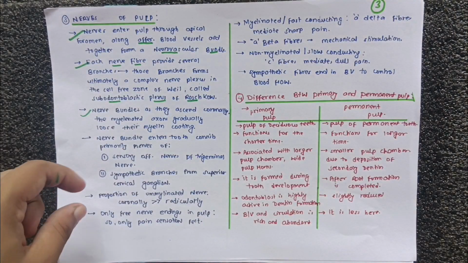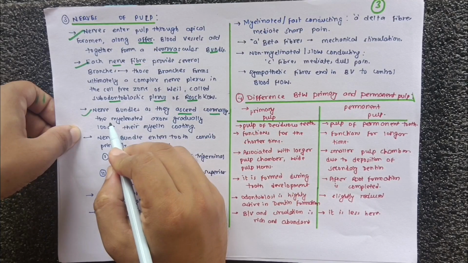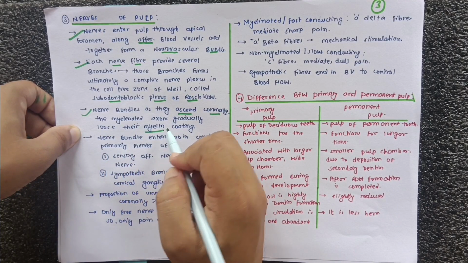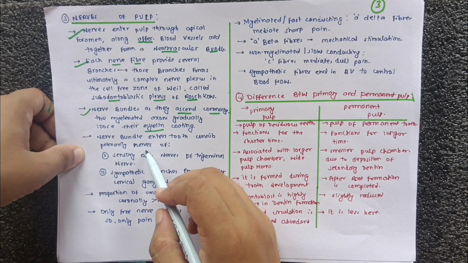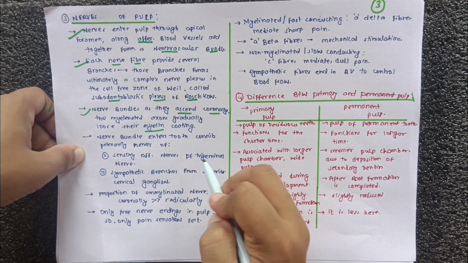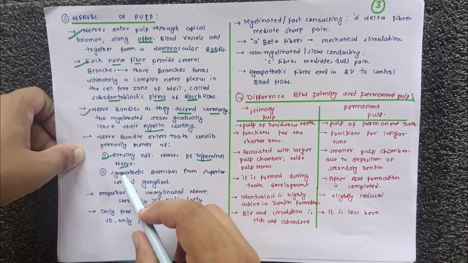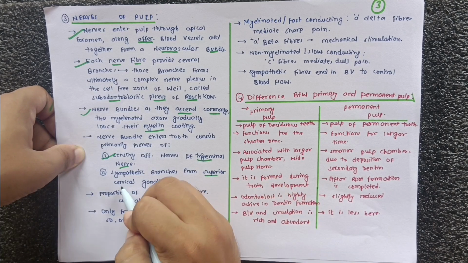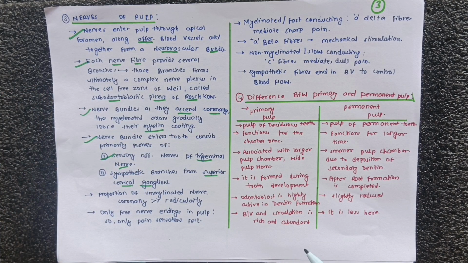Similarly here, as they ascend coronally, the myelinated axons gradually lose their myelin coating. After that, the nerve bundles entering the tooth consist primarily of sensory afferent fibers of the trigeminal nerve, or the sympathetic branches from the superior cervical ganglion. So you can remember this. It is not too important, but you can remember it.